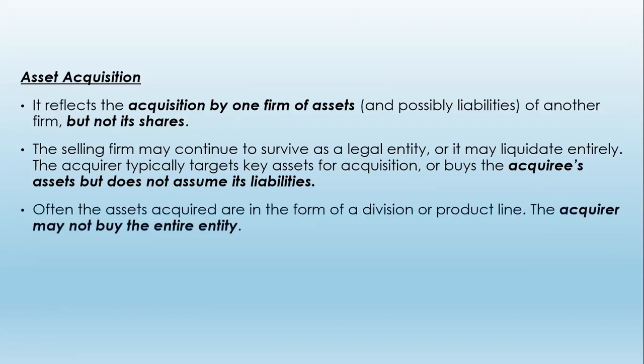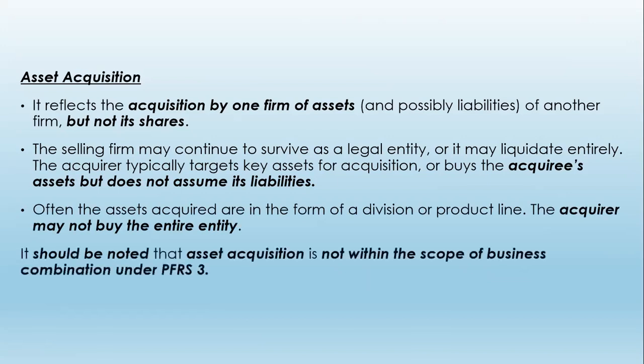Often the assets acquired are in the form of a division or product line. The acquirer may not buy the entire entity. It should be noted that asset acquisition is not within the scope of business combination under PFRS 3.